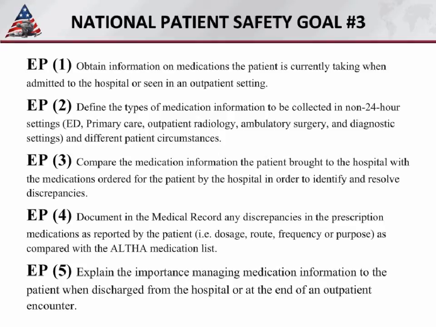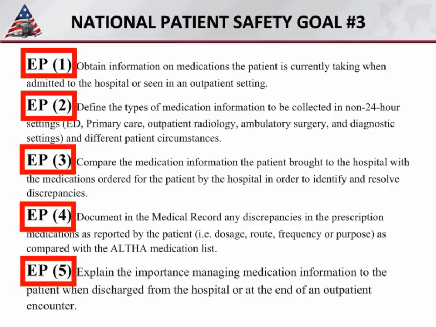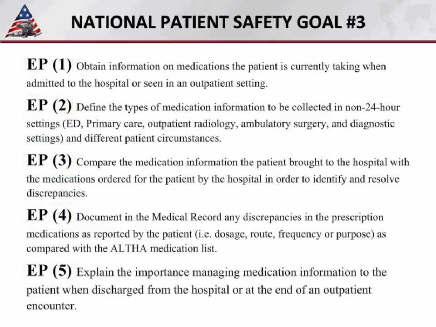5 steps that make up the National Patient Safety Goal number 3, which defines what is necessary to constitute a valid MedRec process. Patient Safety Goal number 3 has 5 elements of performance, or EPs, associated with it. Missing any one of the EPs would constitute a failure during a Joint Commission audit.